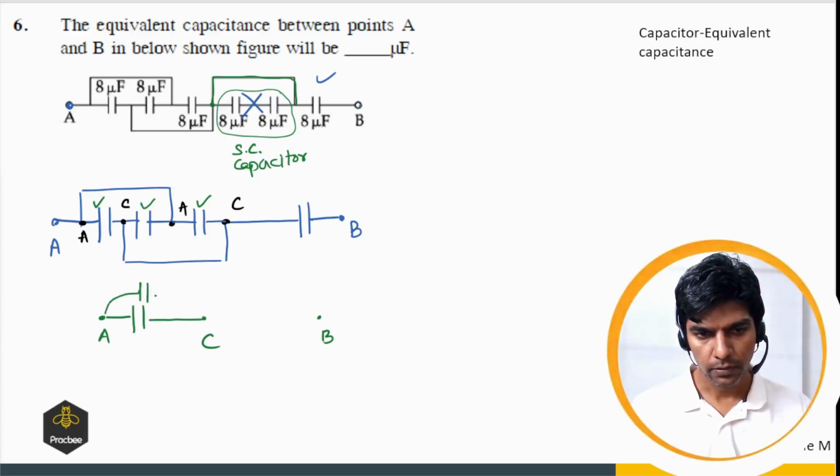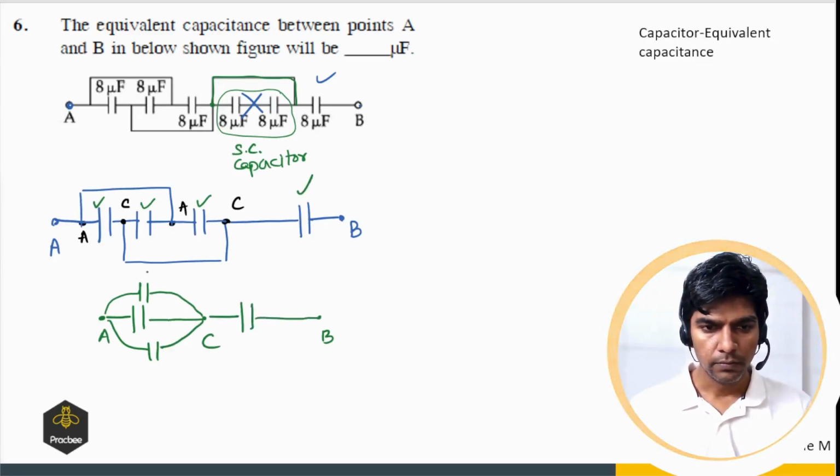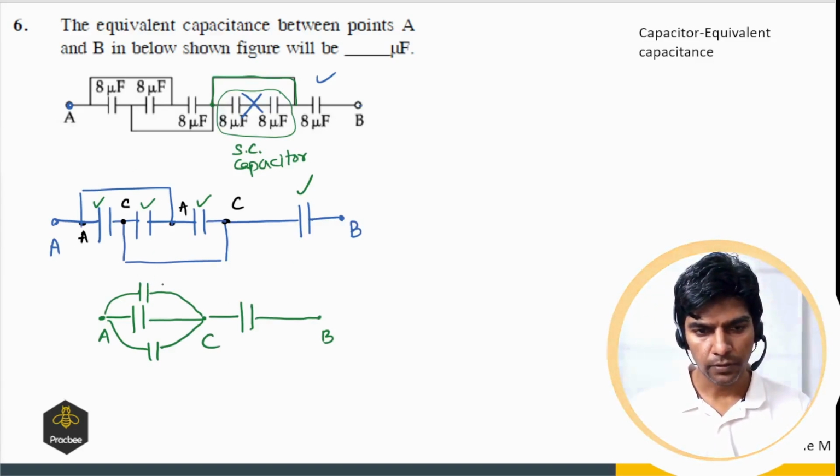1, 2, and that is the third capacitor. And between C and B we have only one capacitor. Okay, and all these capacitors are identical. Let me call this C only, right? All capacitors have the same capacitance, and C is 8 microfarad.